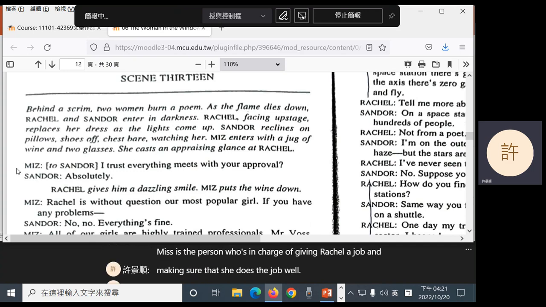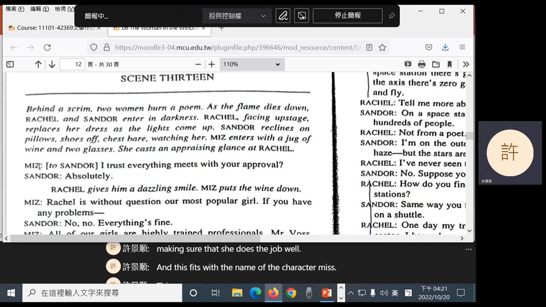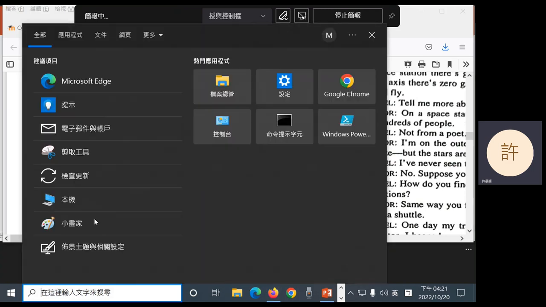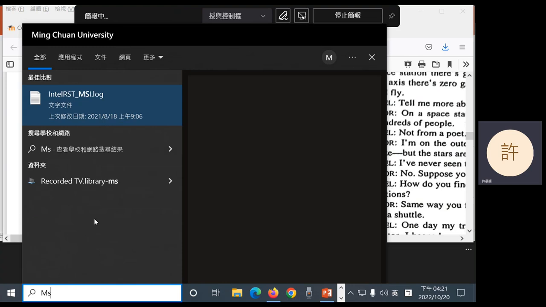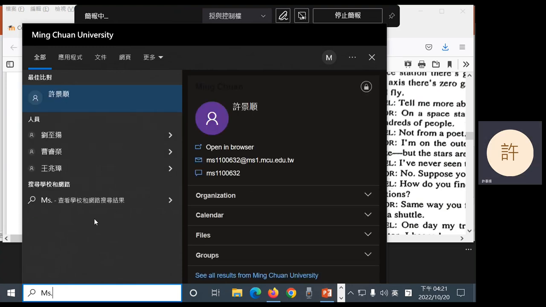And this fits with the name of the character, Ms. This is the same way that you pronounce this title in the lower left-hand corner. We know that if a woman is unmarried, you would call her Miss. If a woman is married, you would call her Mrs. But if you don't want to say whether a woman is married or not, you would write this, Ms. dot. And you pronounce this Ms. Not Miss, which is single, Ms.